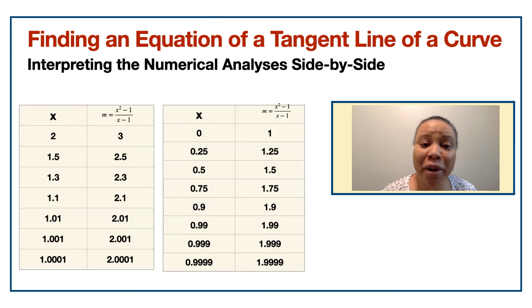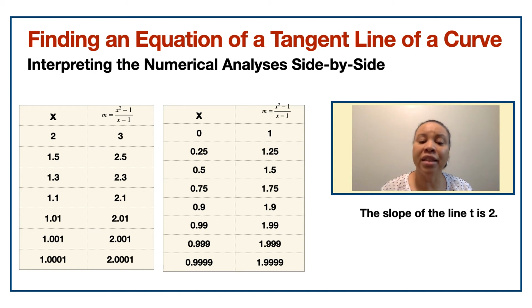As we look at our numerical analyses side by side, we can clearly see that as x approaches 1, either from a greater point, x equaling 2 going to 1 and 1/10,000th, or from a lesser point, x equaling 0 going to 9,999/10,000ths, we see that our slope values are approaching 2. So it leaves us no doubt that the slope of our line T is 2.